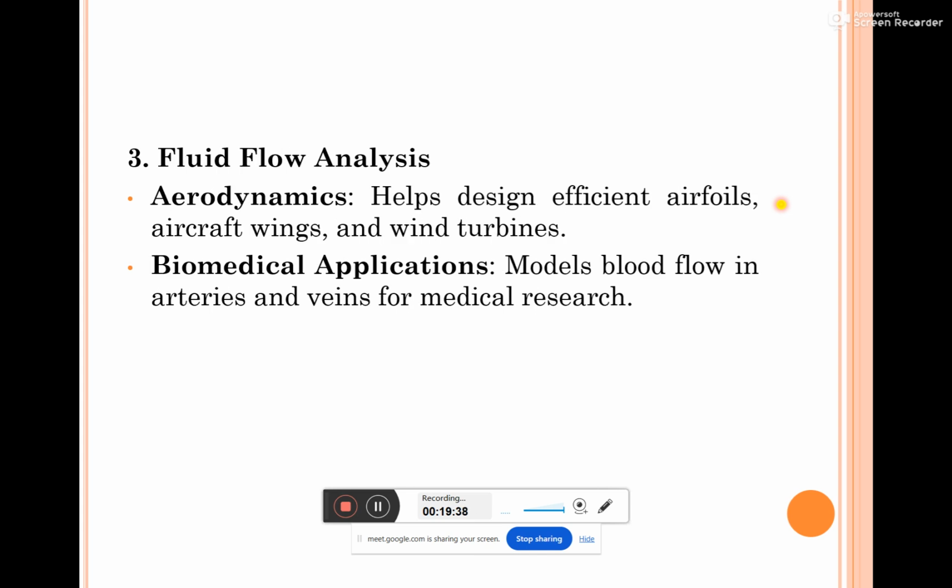Fluid flow analysis: on different airfoils and aircraft wings, these related analyses can also be performed. Even nowadays, we can develop models related to blood flow in different veins. In medical research, people are already doing different work on how blood flow happens in the veins of human beings. That type of analysis you can also perform by using this FEA.